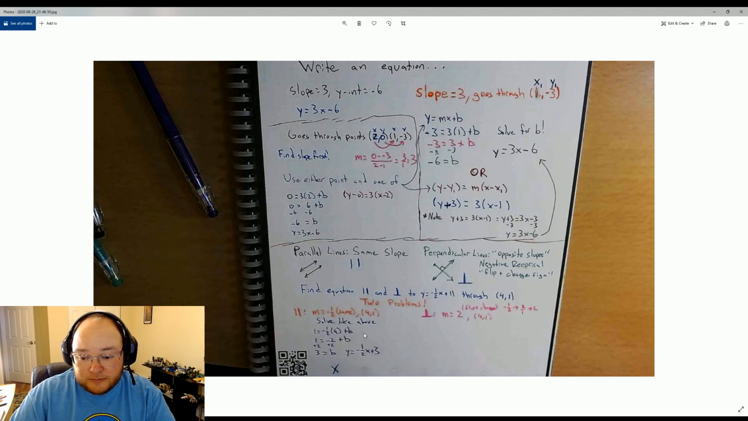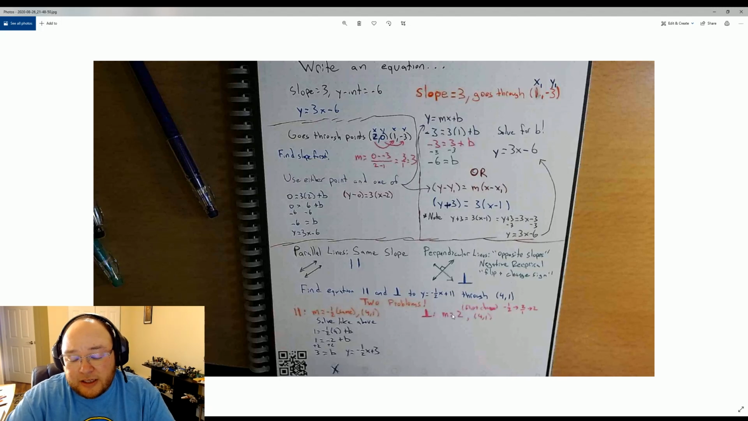Perpendicular, man, I don't know why the quality of these pictures gets so bad. We know m is 2, because we got to flip and change that slope right there. So it was -1 over 2. You flip it, it turns into 2 over 1, and you change it from negative to positive. So it's just positive 2 over 1, which just equals 2. And now you got a slope of 2, and it still goes through that point, 4, 1.